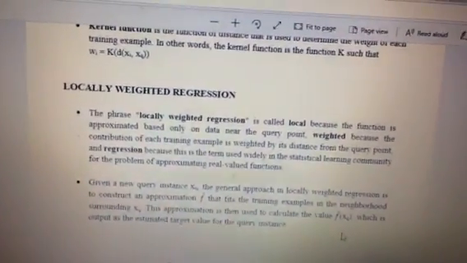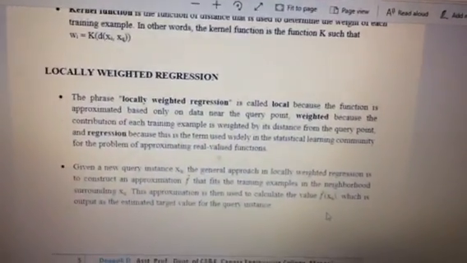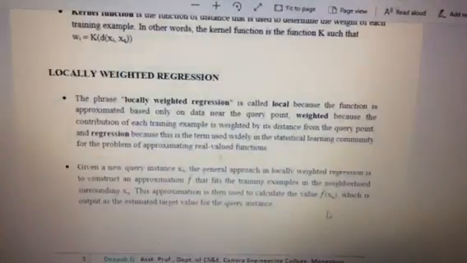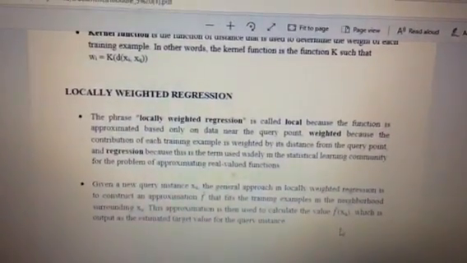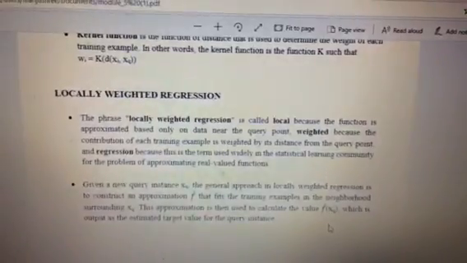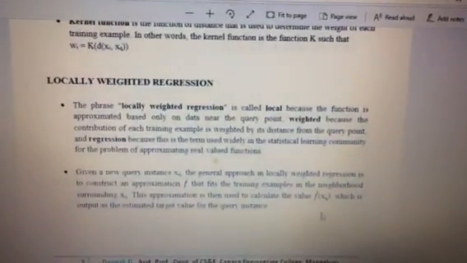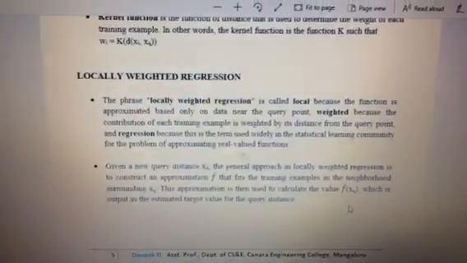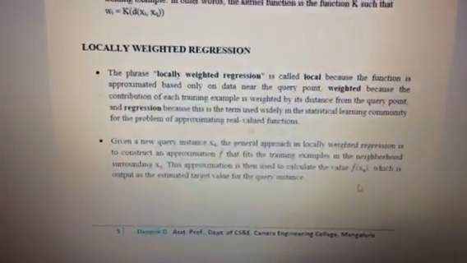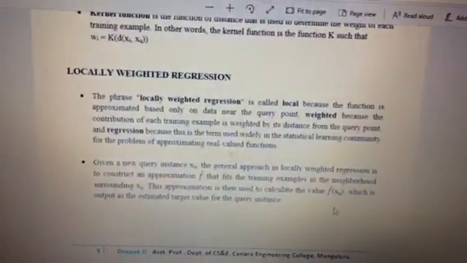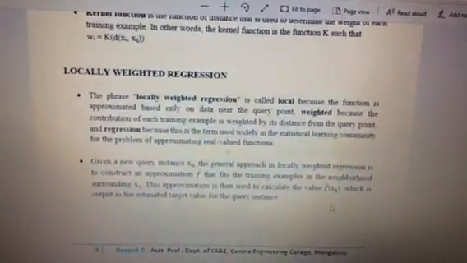You can understand that locally weighted regression is called local because it is going to consider only the nearby data points from the query point, and it is called weighted because for all the data points we are going to assign weights, and it is called regression because it is going to perform an approximation of a real valued target function. So that's why the name locally weighted regression.